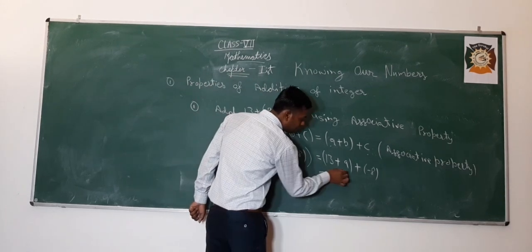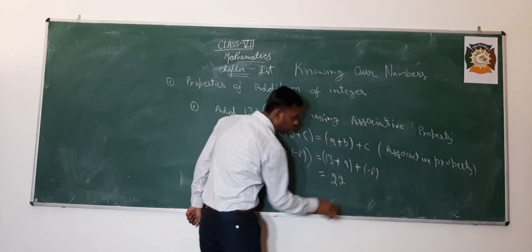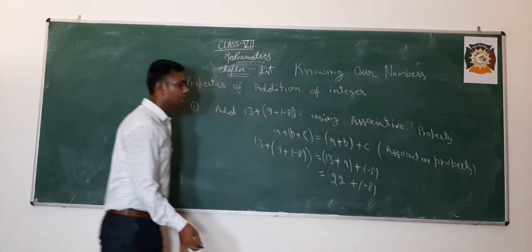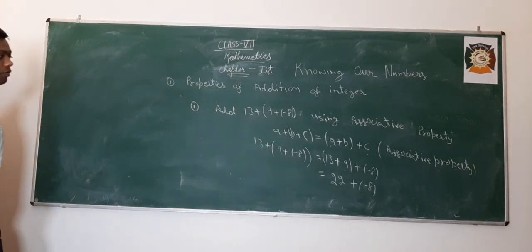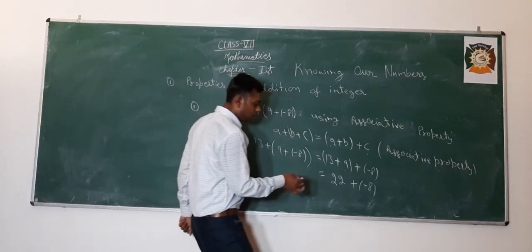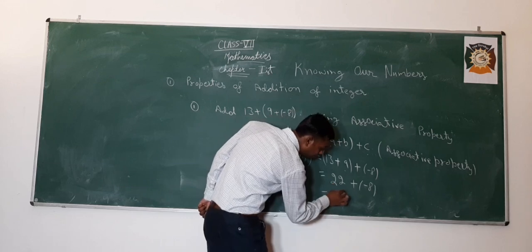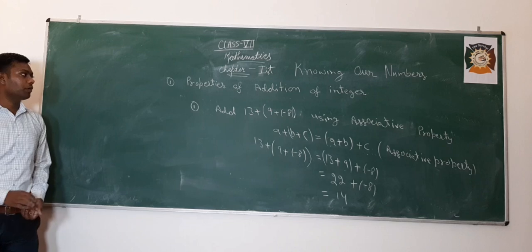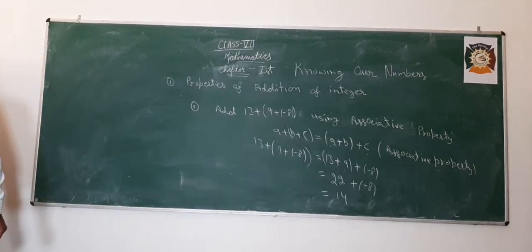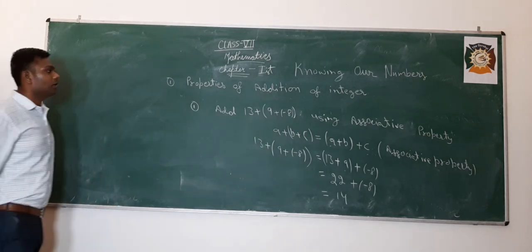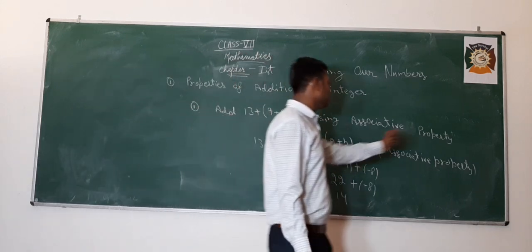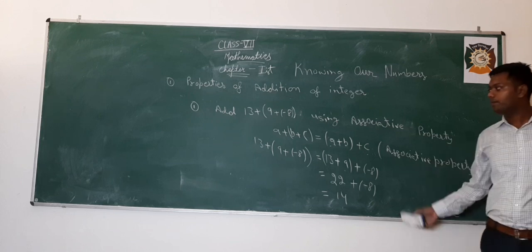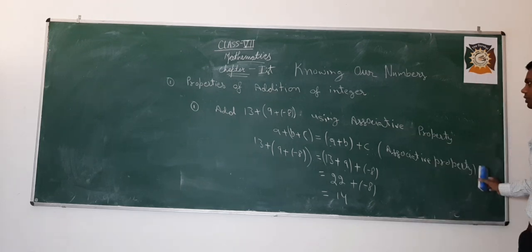Now 13 plus 9 is 22, plus minus 8. You have to add 22 with minus 8 and that will be 14. That's your answer. This is the use of the associative property of addition.